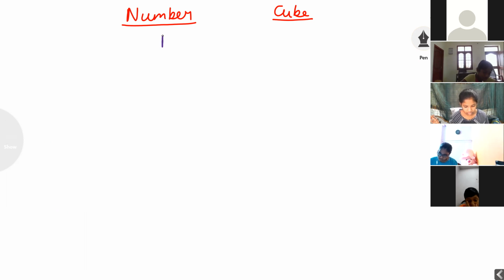Number is 1. 1 cube is 1. Next, number 2. 2 cube means 8. Next, number 3. 3 cube means 3 3s are 9, 9 3s are 27. Next, 4. 4 cube. 4 4s are 16, 16 4s are 64. Next, digit is 5. 5 square is 25, 25 into 5 is 125.